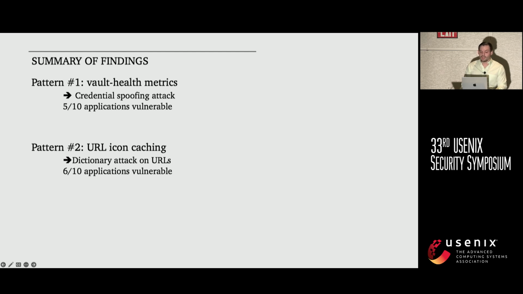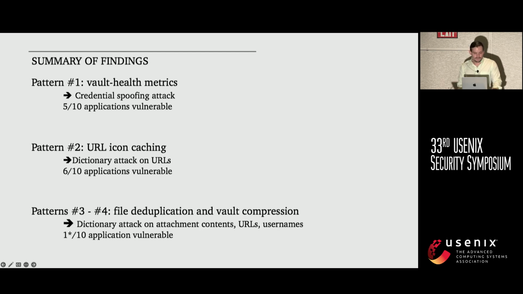In addition, URL icons that are shown in the UI are cached and reused by the client, which can be used to find whether the victim has an account with a particular website or not. And lastly, some password managers use storage saving mechanisms like file deduplication and compression of the vaults before encryption, which has led to attacks in other domains.